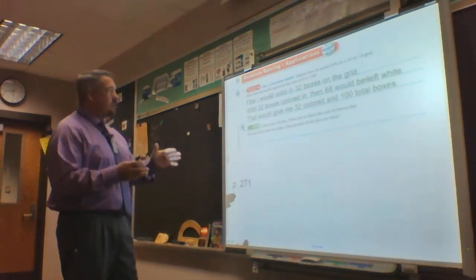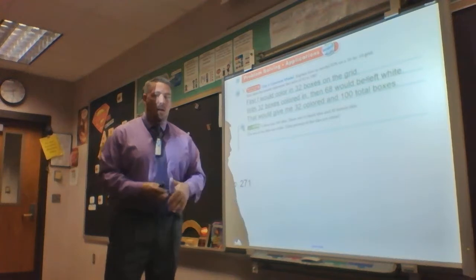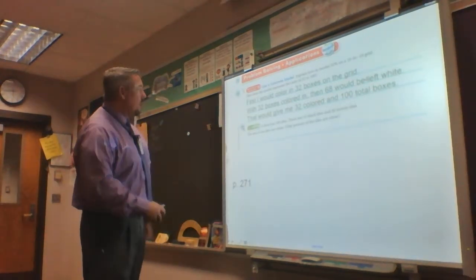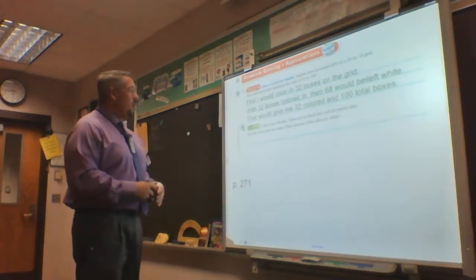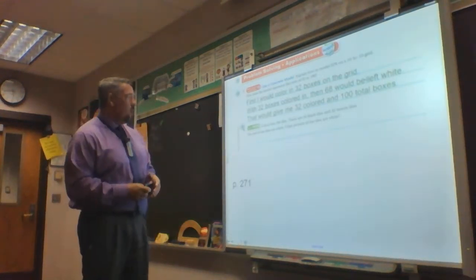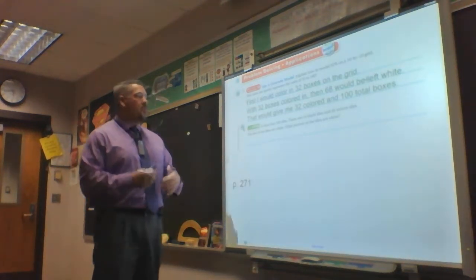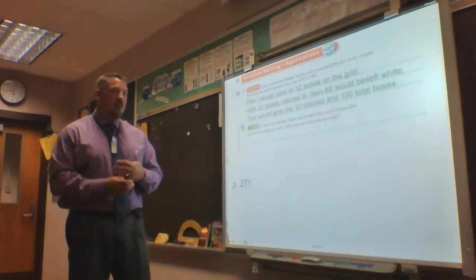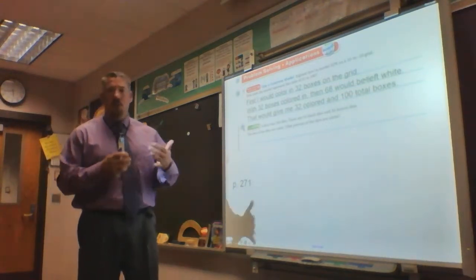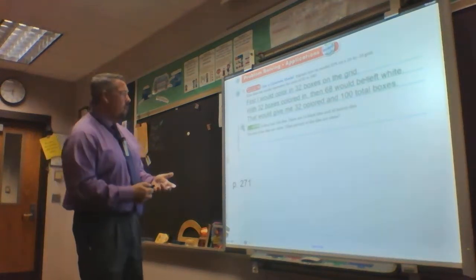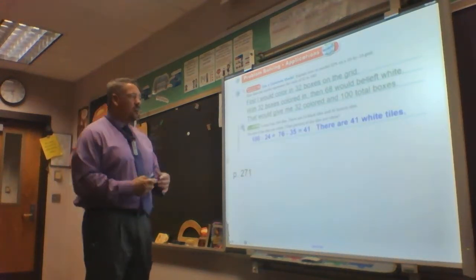Final one, a floor has 100 tiles, kind of like Mrs. Ross's floor in her classroom, all with the different squares on the floor. There are 24 black tiles and 35 brown tiles. The rest of the tiles are white. What percent of the tiles are white? So I kind of changed it into a multi-step math problem that looks a little different than what we have been doing, because I wanted to show you this process.